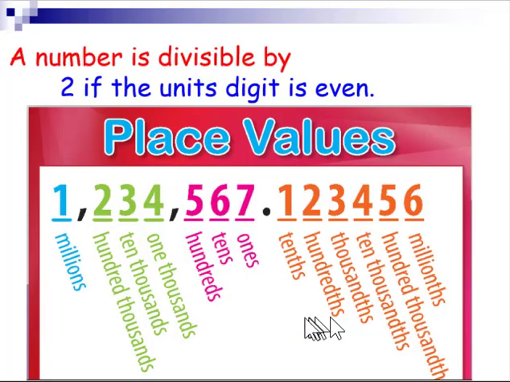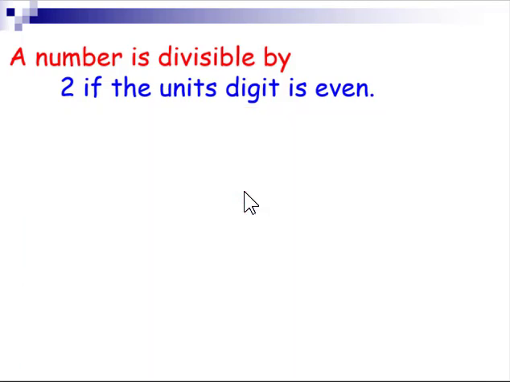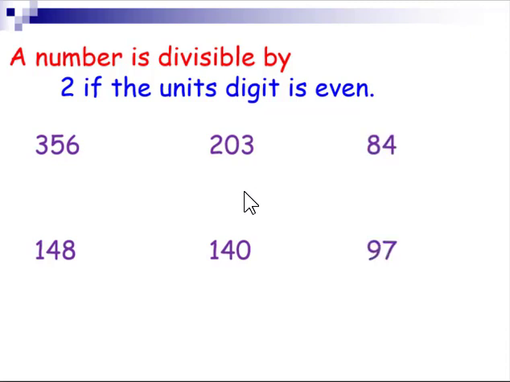Remember, when we're talking about the units digit, we're talking about the ones digit. So 7 is in my ones digit, my units digit. So a number is divisible by 2 if the unit digit is even. In this case, the unit digit is not even, it's odd. So let's take a look at which of these numbers will be divisible by 2.